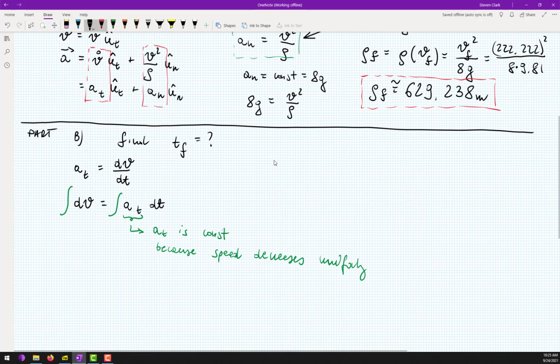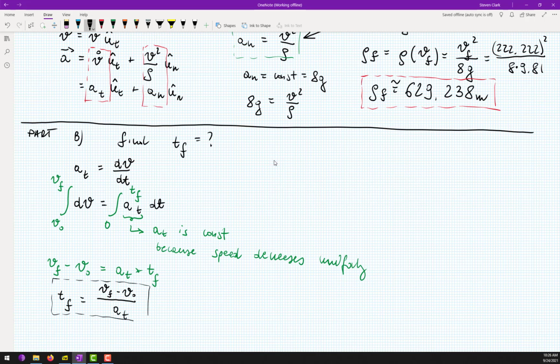Okay, but we need integration bounds. So I believe that in here we will start from 0 and we will end up at t final. And at the time instant 0 we had v0 and we will end up with v final. So in here we basically have v final minus v0, and this is equal to AT times TF. Perfect, we found an expression for TF. TF is equal to V final minus V0 divided by AT.